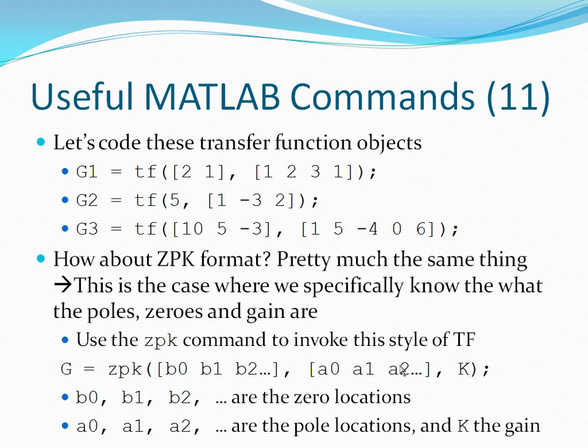This is 5 divided by s squared minus 3s plus 2. And then this is 10s squared plus 5s minus 3, and then s to the 4 plus 5s cubed minus 4s squared, no s term, and then 6.